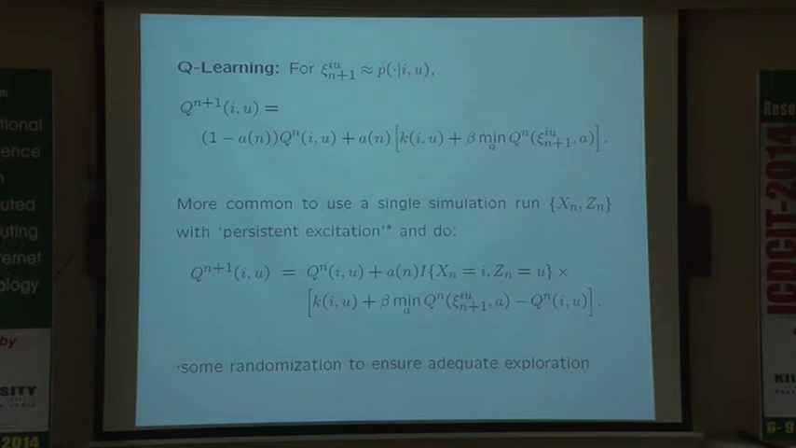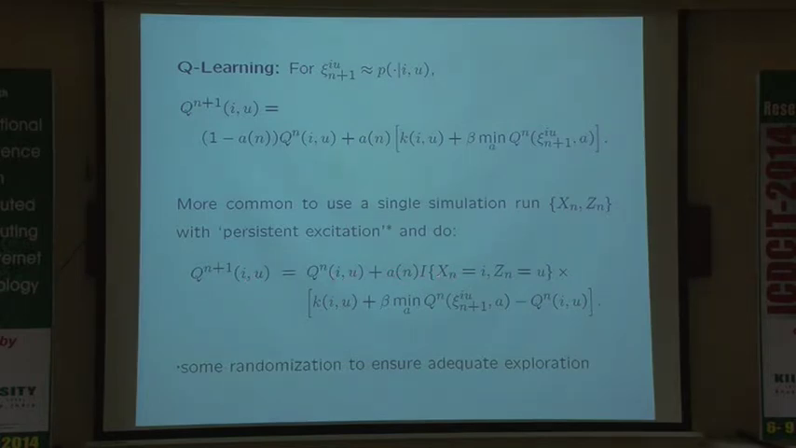And as I said, usually you just have a long simulation run, in which you run a single chain. For example, in a simulation of a network, you would have a single chain running. So at time n, you observe the current X_n and you can choose the current Z_n. Therefore, you update only that particular component. That's what makes it asynchronous: you update only one component at a time. So if I am in state i and I choose action u, I update the (i, u) component, and the remaining ones I leave alone.